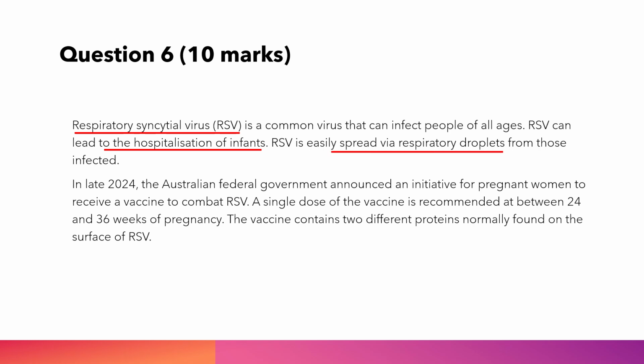In late 2024, the Australian federal government announced an initiative for pregnant women to receive a vaccine to combat RSV. A single dose of the vaccine is recommended at between 24 and 36 weeks of pregnancy. The vaccine contains two different proteins normally found on the surface of RSV.